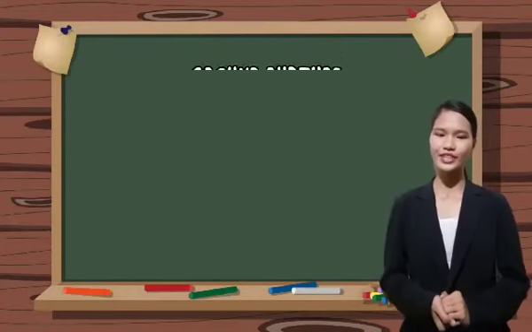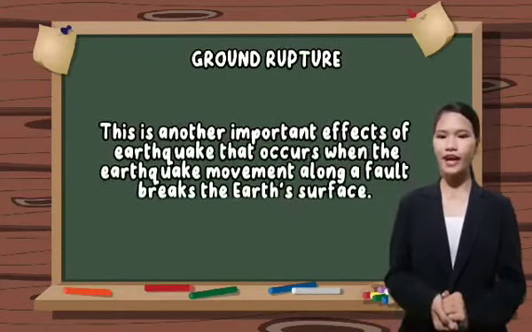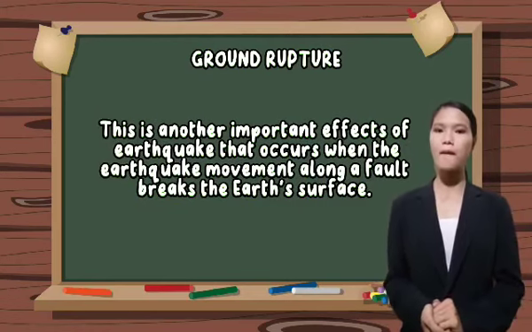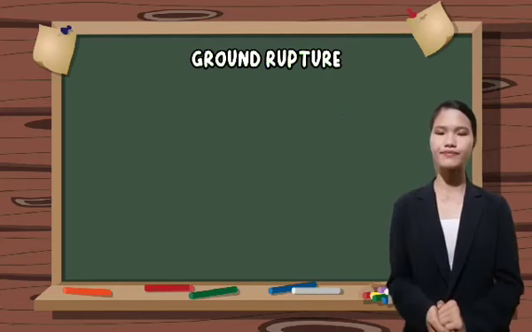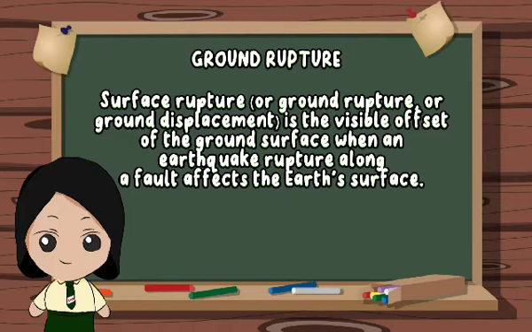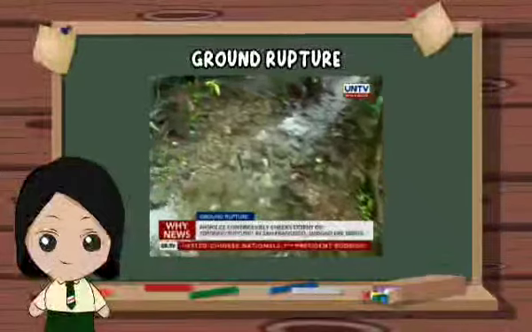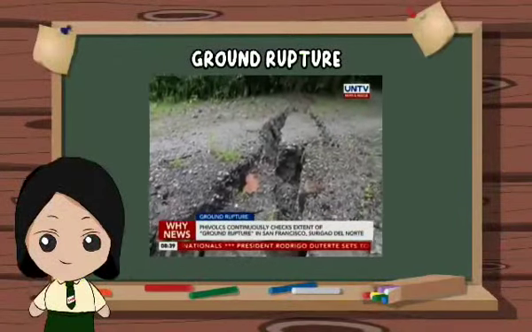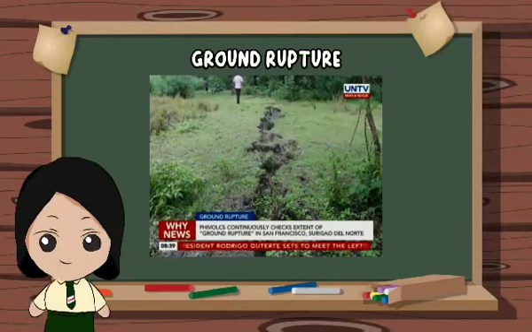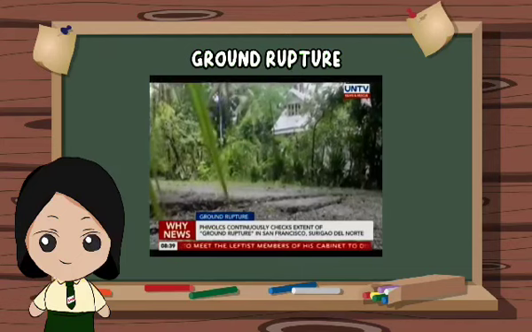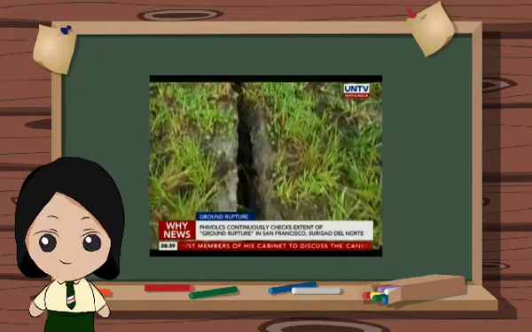Second is the ground rupture. This is another important effect of earthquakes that occurs when the earthquake movements along a fault breaks the Earth's surface. In seismology, surface rupture is the visible offset of the ground surface when an earthquake rupture along a fault affects the Earth's surface. Surface rupture is opposed by buried rupture, where there is no displacement at ground level. This is a major risk to any structure that is built across a fault zone that may be active, in addition to any risk from ground shaking.